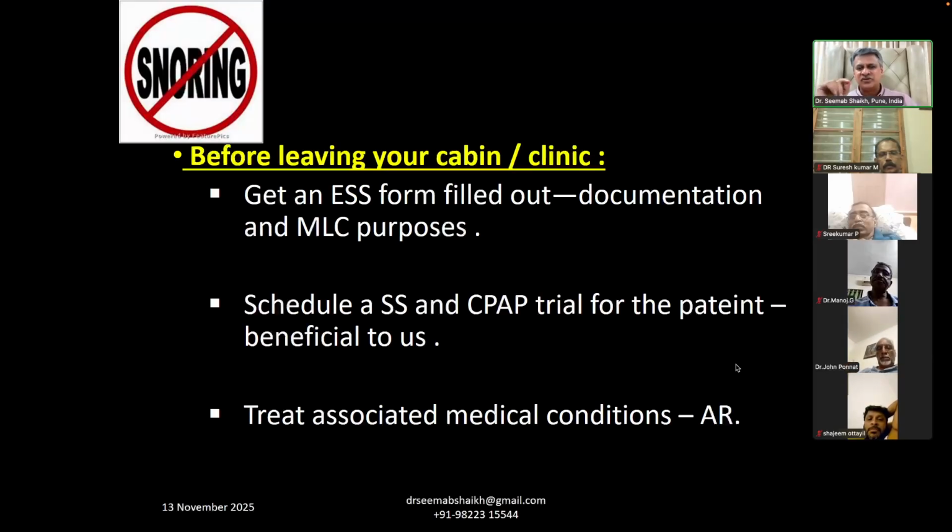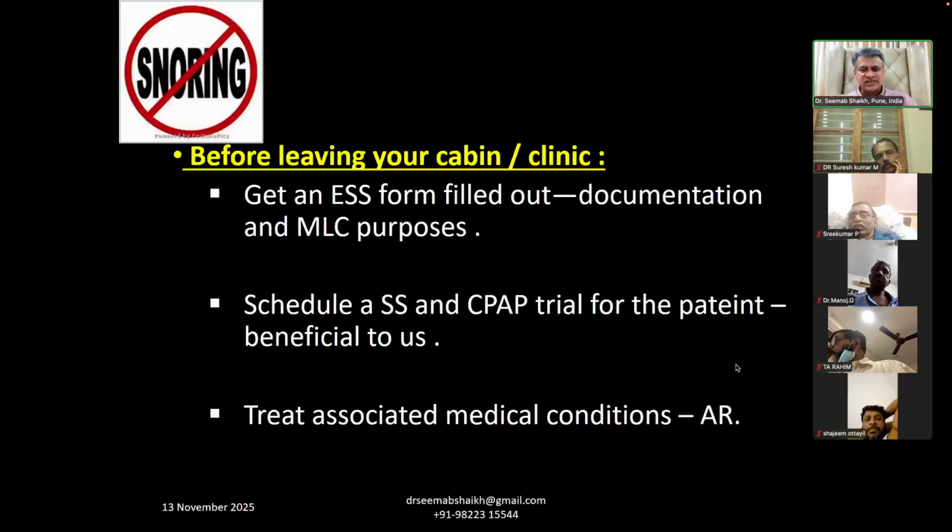Before the patient leaves, also get a sleepiness scale form filled out. This is only for documentation and MLC purposes because it gives you an idea of the sleepiness score of the patient. And at the same time, schedule a CPAP trial after the sleep study. It is very important to do a CPAP trial for two reasons. Till such time as we are able to prove that CPAP is not the only gold standard, we still should do it so that if the patient gets an idea of the CPAP, when he comes back to you, if he is not happy with the CPAP, he is more willing to listen to you. So it works in your favor if you do it that way.